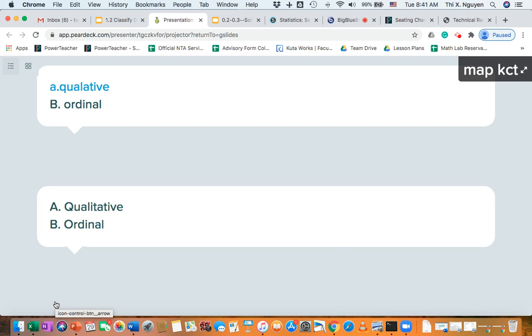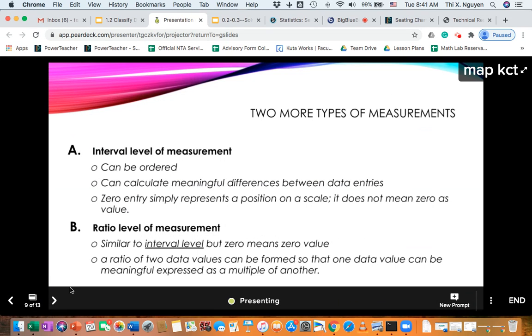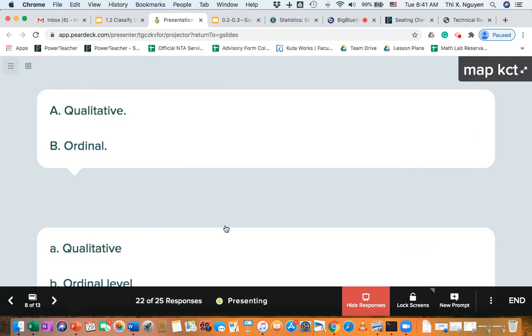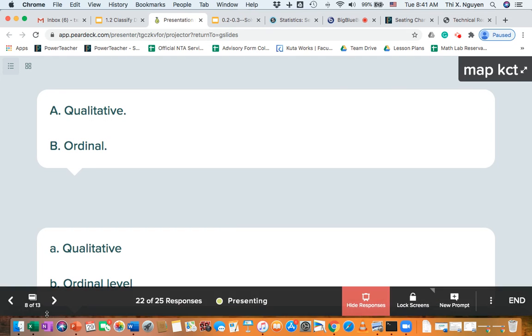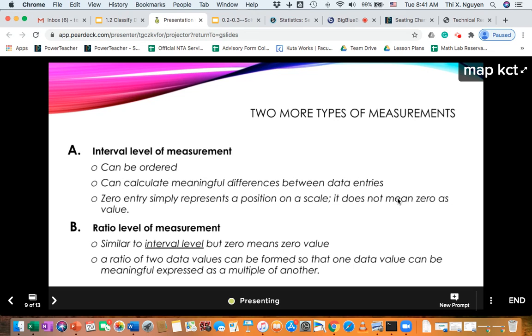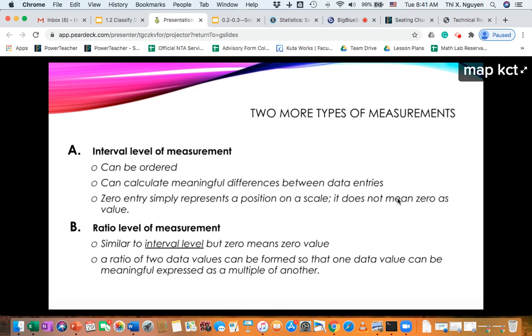That is correct. So let's look at the last. There are 2 more types of measurements that we're going to talk about. We just talked about ordinal and nominal. That's the first 2. We still talk about level of measurement, but there are 2 more types. The last 2 are more difficult to identify because they're really similar to each other. It's interval, and the next one is ratio.